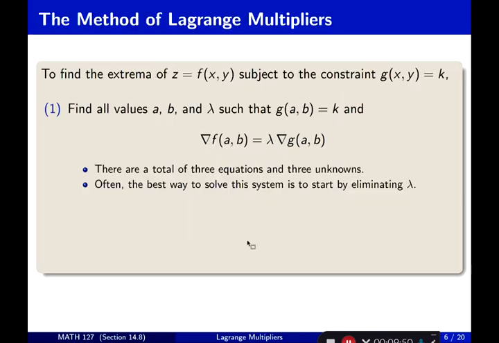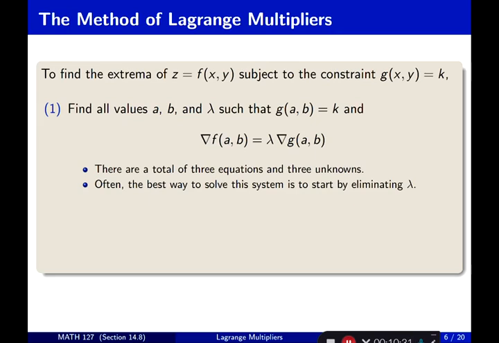Okay, so how does the method of Lagrange multipliers work? To find the extrema of z equal to f of x and y subject to the constraint g of x and y equal to k, first find all the values a, b, and lambda such that g of a and b is equal to k, and the gradient of f at a and b is equal to lambda times the gradient of g at a and b. So this is a total of 3 equations and 3 unknowns.